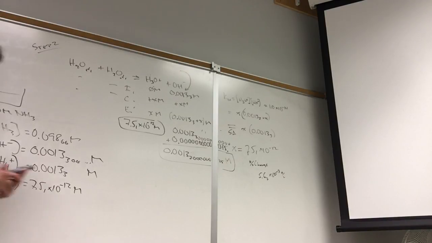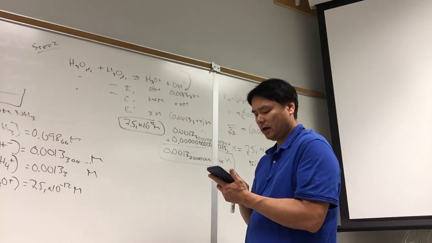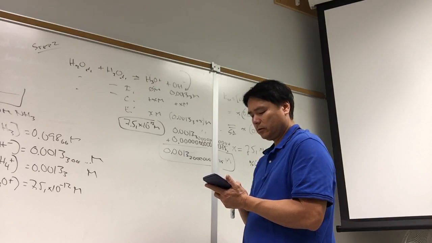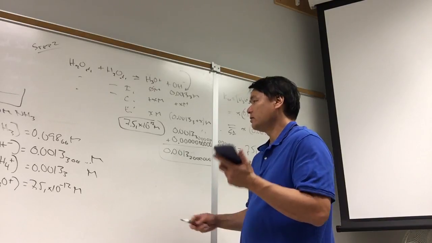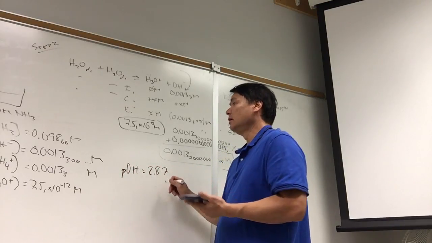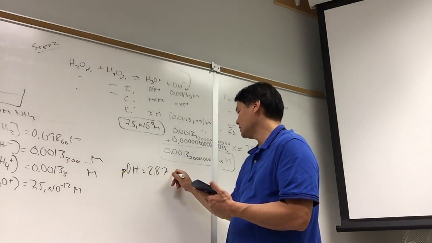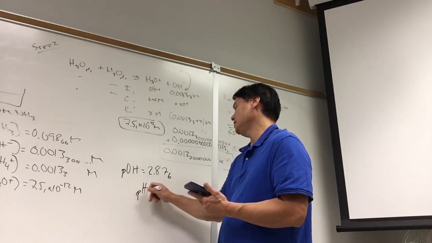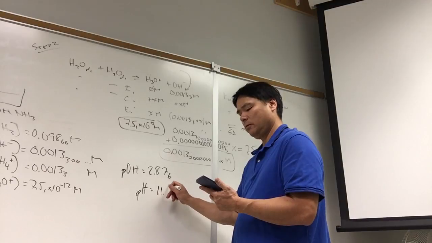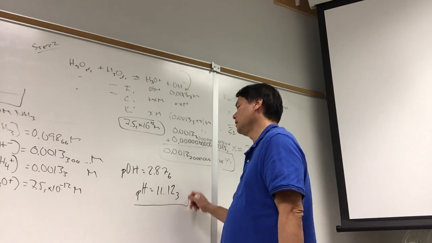All right, to calculate the pOH, we'll take the negative log of the hydroxide. So let's take the negative log of 0.00133. So the pOH is equal to 2.876, and I'm only allowed 3 significant figures, so 2.876, which means the pH is equal to 11.123. That will be the pH here.